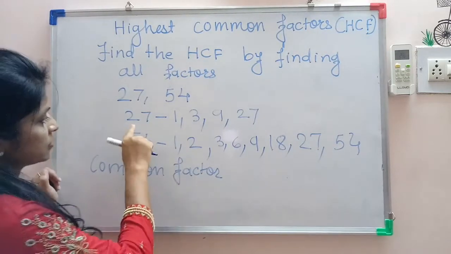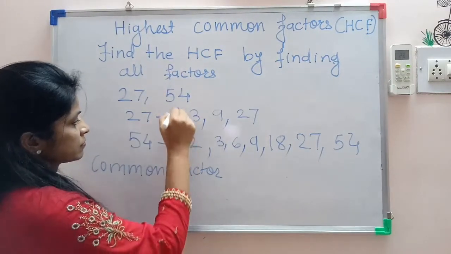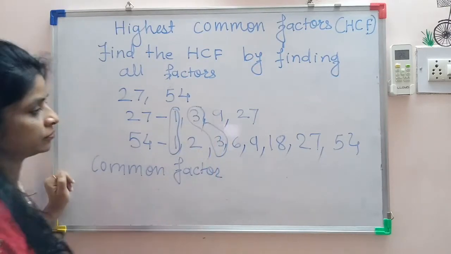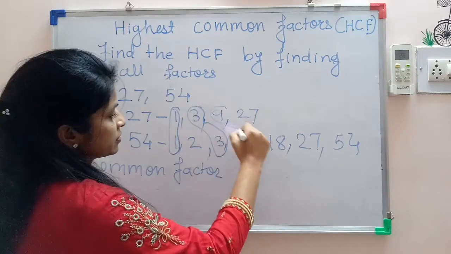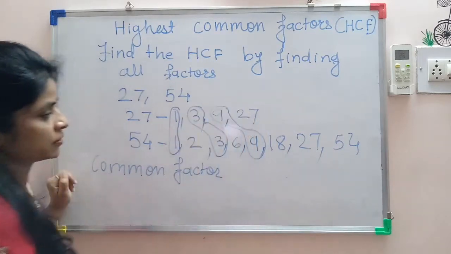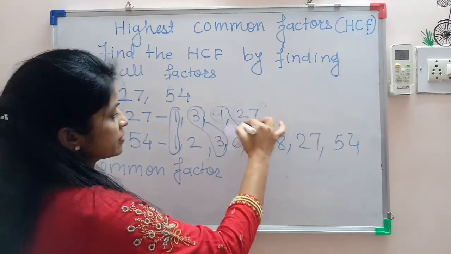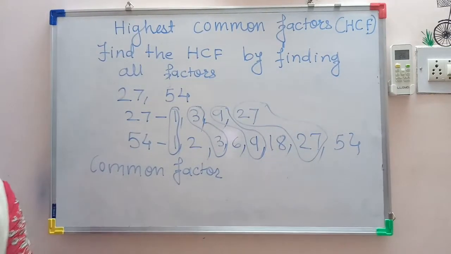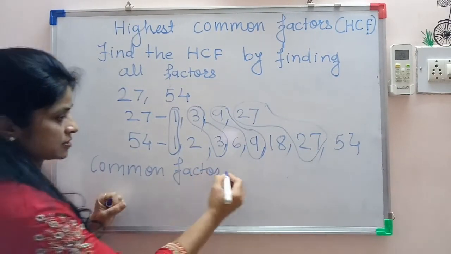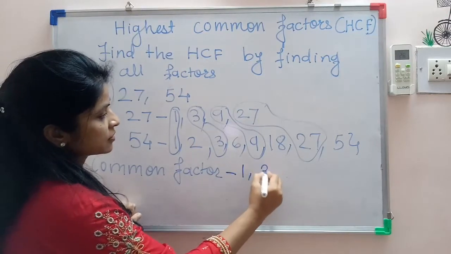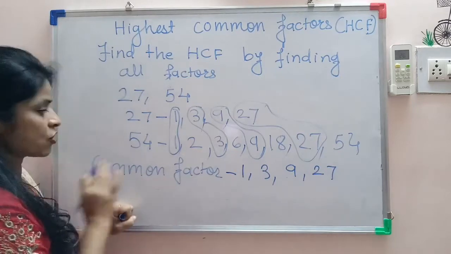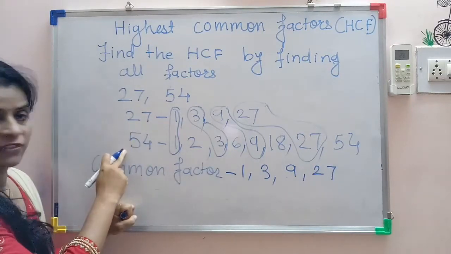Common factor. Now 1, 3 is common. After that 9 and 27. Now first of all we will write all the common factors, that are 1, 3, 9, 27. All these are the common factors of 27 and 54.